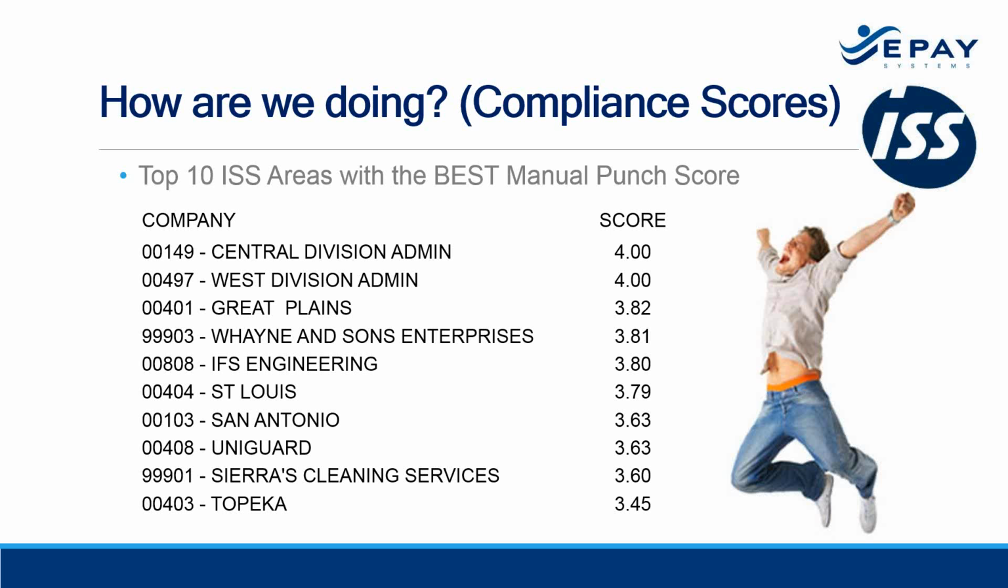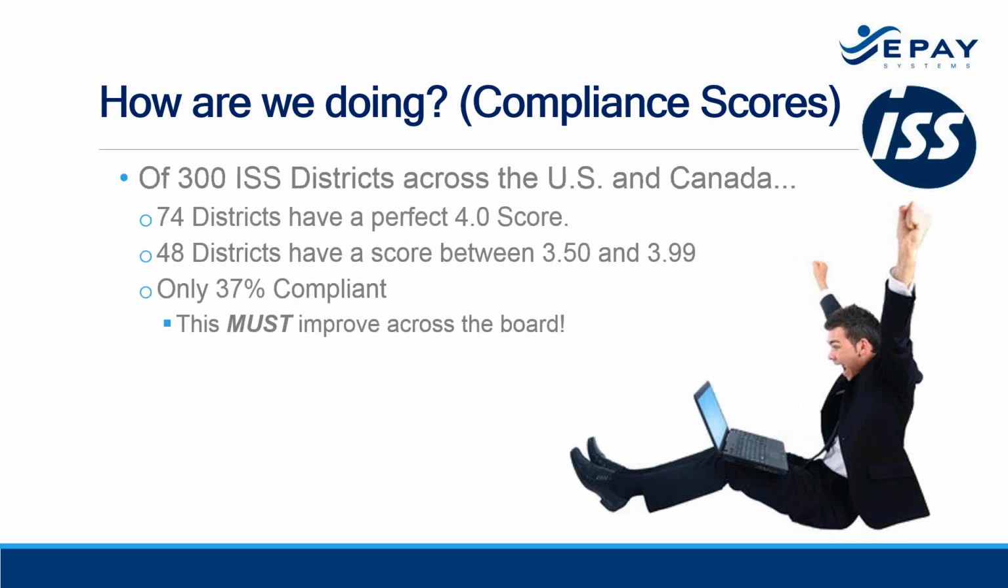So kind of as a whole, and not to take away from some that are shortly off, just slightly off this list, overall of the 300 or so ISS districts that we have across the U.S. and Canada, 74 districts have a perfect 4.0 score on the compliance metric of manual punches, which that's a big group. 4.0, that's awesome. That's perfect. That means that 74 districts have no manual punches whatsoever.